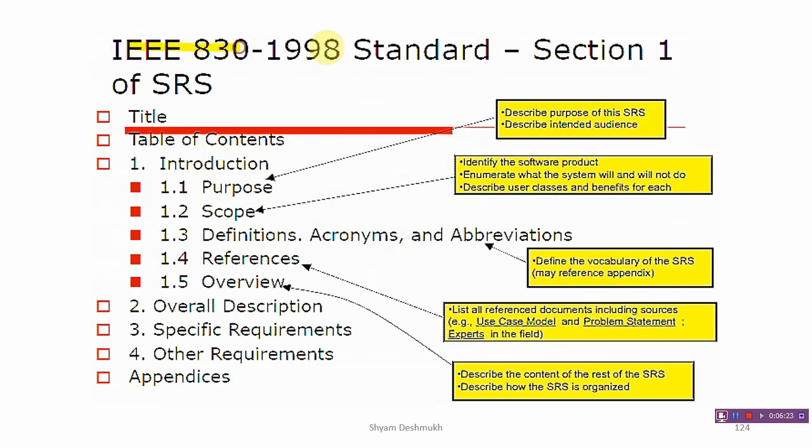The IEEE 830 standard has a Section 1 of the SRS, which talks about the purpose of this SRS and the intended audience. Then in scope, you have to identify the software product, enumerate what the system will and will not do, and describe the user classes and benefits for each of those. Then define the vocabulary of the SRS, list all the reference documents including sources, and describe the contents of the rest of the SRS and how the SRS is organized.